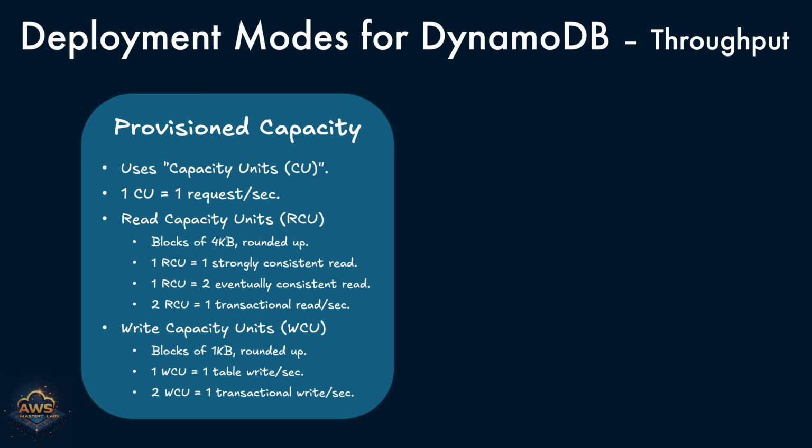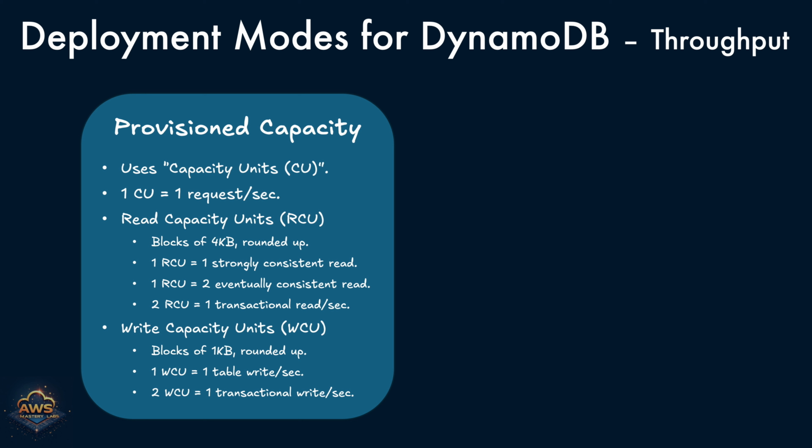When using provisioned capacity mode in DynamoDB, you need to allocate a specific amount of read and write throughput to your tables up front. This is done using a system of capacity units, CU, essentially a budgeting model for how much read and write traffic your application can perform per second. First, we have read capacity units, RCUs. RCUs are based on the size of the data being read.